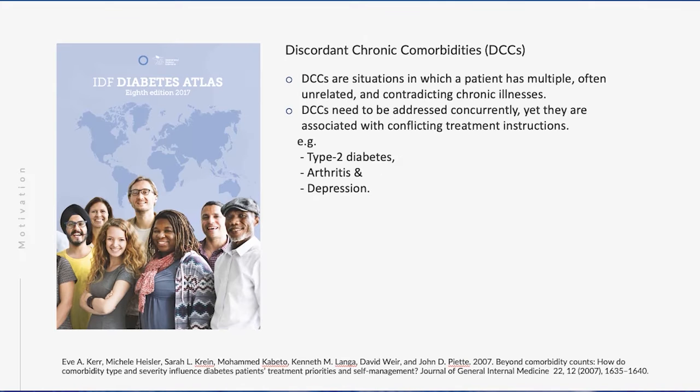I want to focus, though, on one aspect of multiple chronic diseases, which is discordant chronic comorbidities. A discordant chronic condition has unrelated or contradicting care treatment plans. For example, depression or arthritis is discordant to type 2 diabetes. A DCC needs to be addressed concurrently, yet they are associated with conflicting treatment instructions, as you can see from the definition, and that work is fully covered as referenced on your screen.